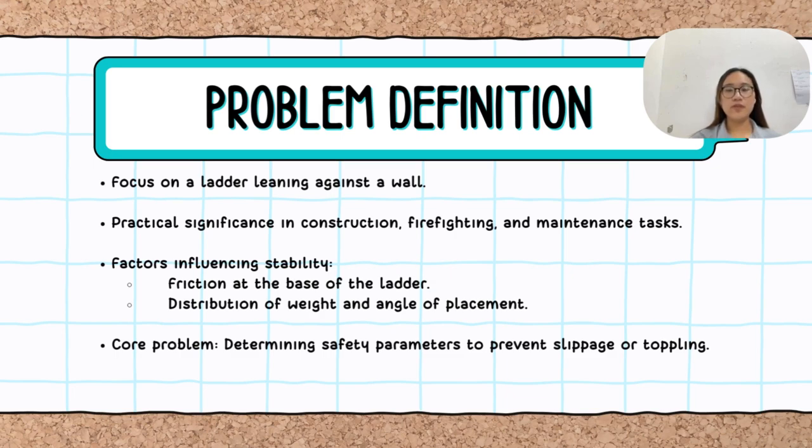For equilibrium, the forces, such as the normal force from the ground, the friction preventing slipping, and the wall's friction force, must balance. Additionally, the total moment about any point, usually the base, must equal zero to prevent rotation. The challenge is determining how high a person can climb before the ladder slips. Understanding this principle helps engineers and safety experts design better equipment and establish safe ladder use practices, reducing accidents and improving workplace safety.